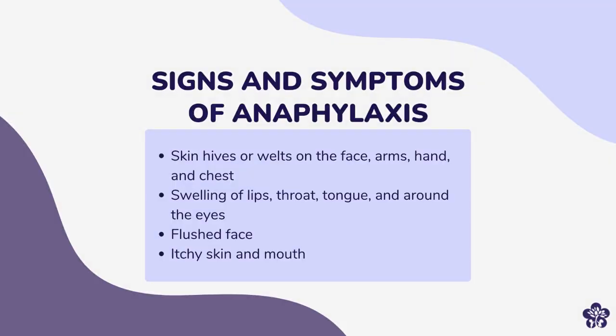A reaction to any of those allergens that causes anaphylaxis needs to be addressed as quickly as possible as it can become life-threatening. As the allergen enters the blood system, the body reacts and releases chemicals that can affect many body systems. Often, allergic reactions will appear visibly on the skin in the form of hives and welts on the face, the arms, the hands, and the chest. Swelling of the lips, throat, tongue, and around the eyes may also occur. The face may become flushed, and the student might complain of itching skin and mouth.